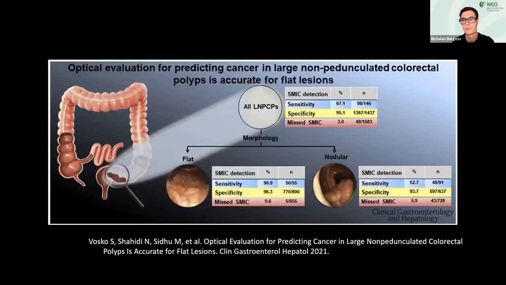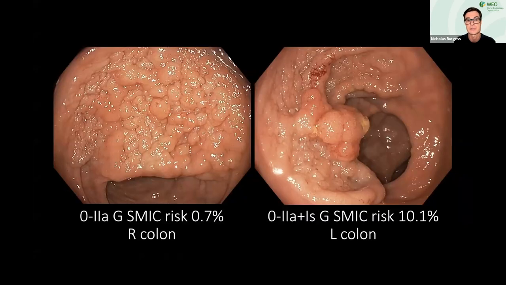We know that if you appraise a flat lesion and you can't see any obvious signs of cancer within that, then it's a very, very low risk of having a hidden focus of submucosal invasive cancer. Whereas if you have a nodular lesion, then the risk of missing a cancer is much higher. So once again, if you've got a flat granular IIa lesion and you can't see any focus of cancer, it's a great target for EMR because you're unlikely to miss anything.